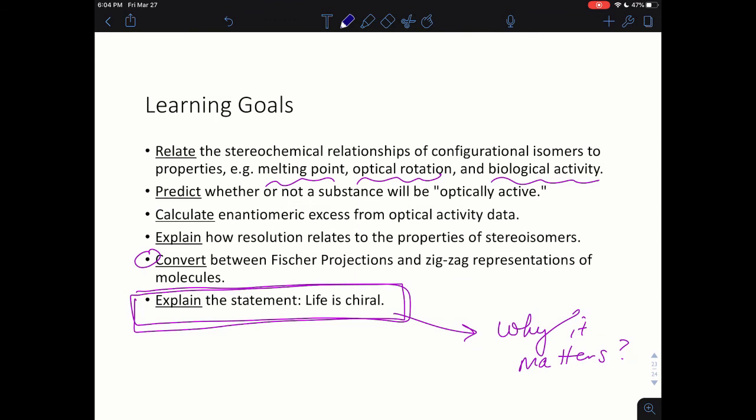So I hope that at this point we have achieved all of our learning objectives, specifically in this video, the ability to draw Fischer projections. You should go and practice this now. This is something that you're probably not going to get until you practice. Okay, thanks for watching.